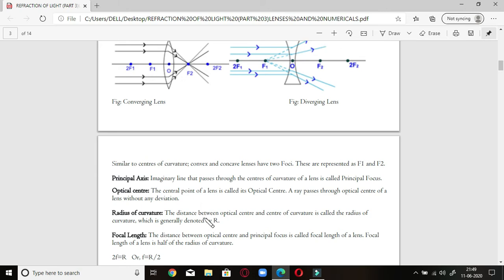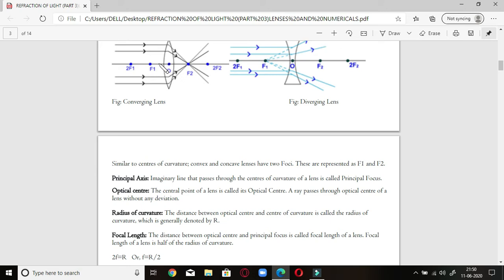Next is radius of curvature, the distance between the optical center and the center of curvature. The distance between the optical center and the center of curvature, that is 2f1, is known as the radius of curvature and is generally denoted by r. Next one is focal length, the distance between the optical center and the principal focus. The distance between the optical center and the principal focus is known as focal length. Focal length is half the radius of curvature, students.